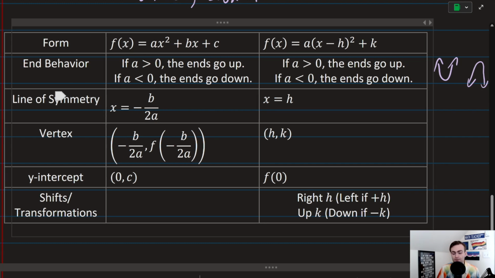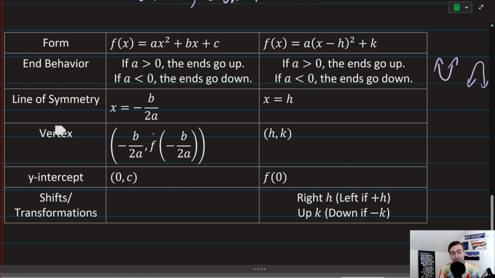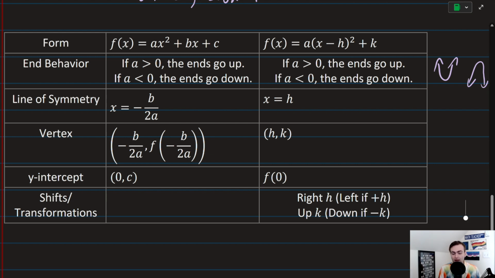The vertex itself is negative b over 2a, comma, plugging in negative b over 2a. Or, if you have vertex form, it's h comma k. Quite nicely for that. How do you find the y-intercept? Well, in standard form, it's given to you. It's c. And in vertex form, you have to plug in 0 to figure it out.